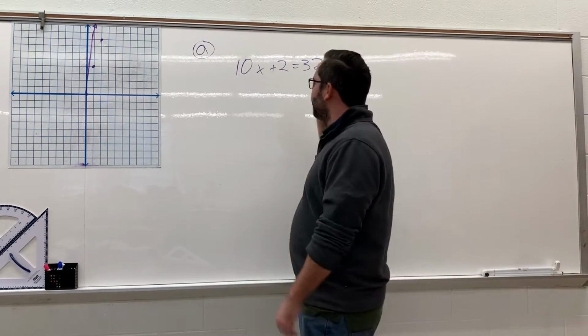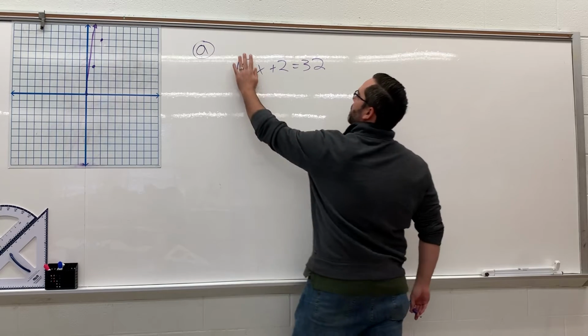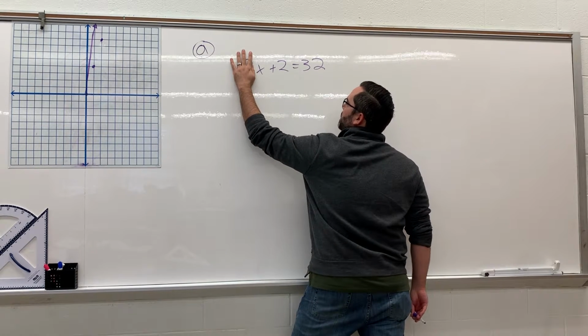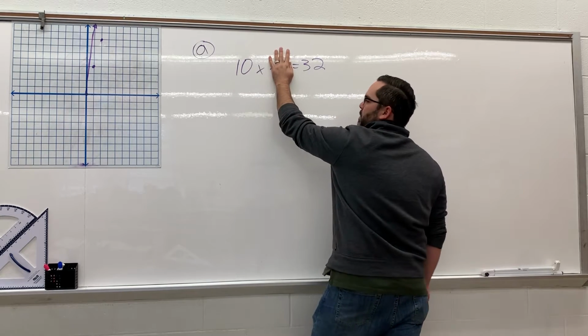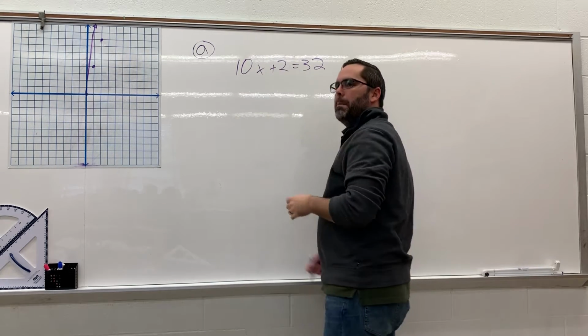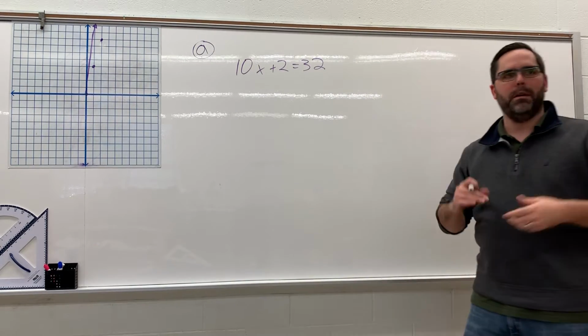All right. So yesterday you saw an equation that looked kind of like this, right? X plus 2 equals 32. Or you saw an equation that looked like this, like 10x equals 32. Now we're going to be doing that, but it involves both multiplication and addition or subtraction all in one equation.